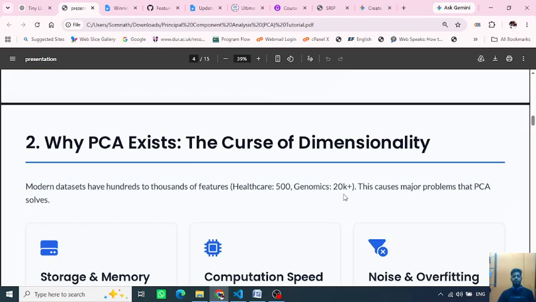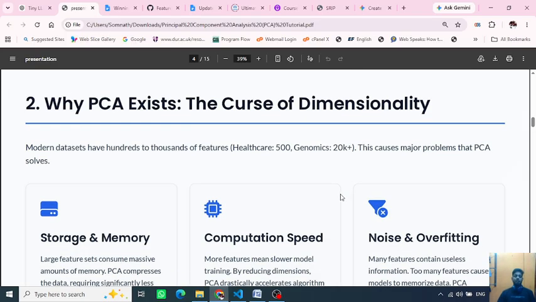So why does PCA exist? As I said, modern datasets have hundreds to thousands of features. For example, in healthcare, we have approximately 500 different features or columns. In genomics, surprisingly, it is 20k plus features. So this causes major problems that PCA solves.